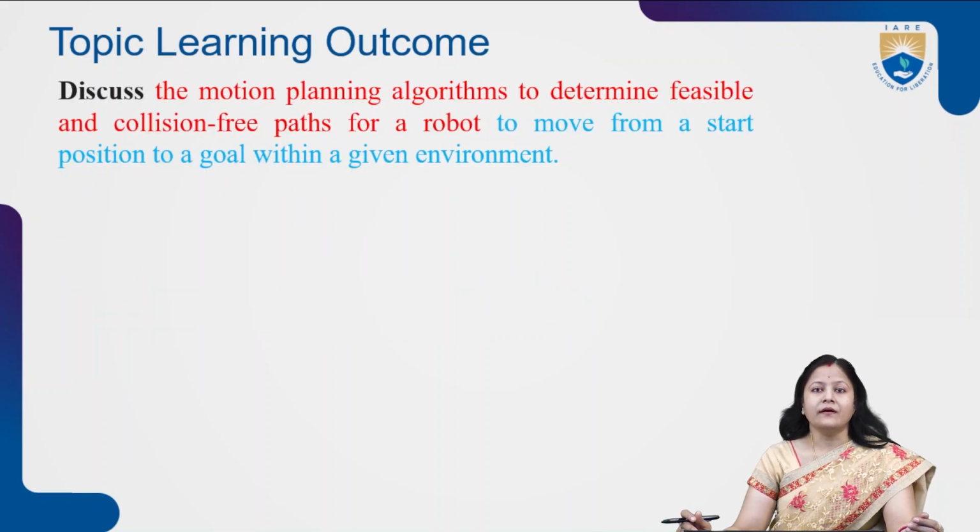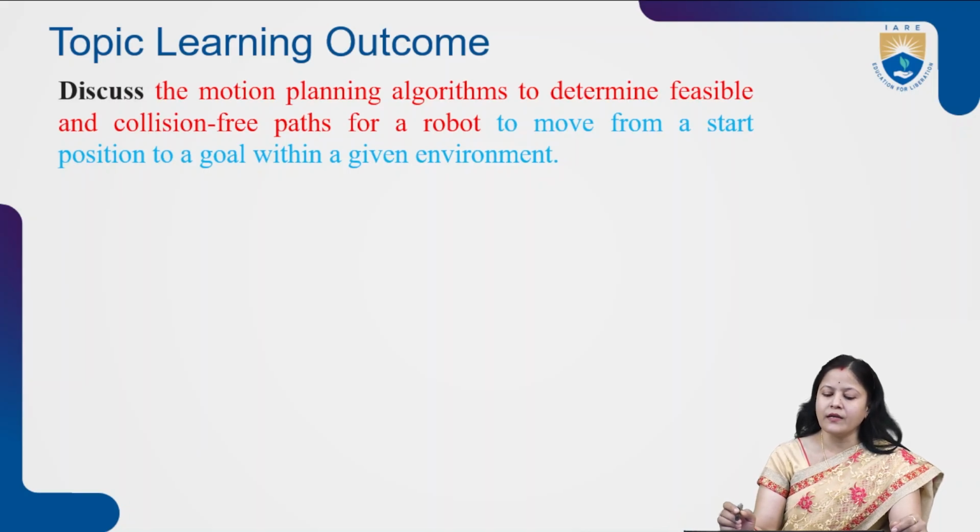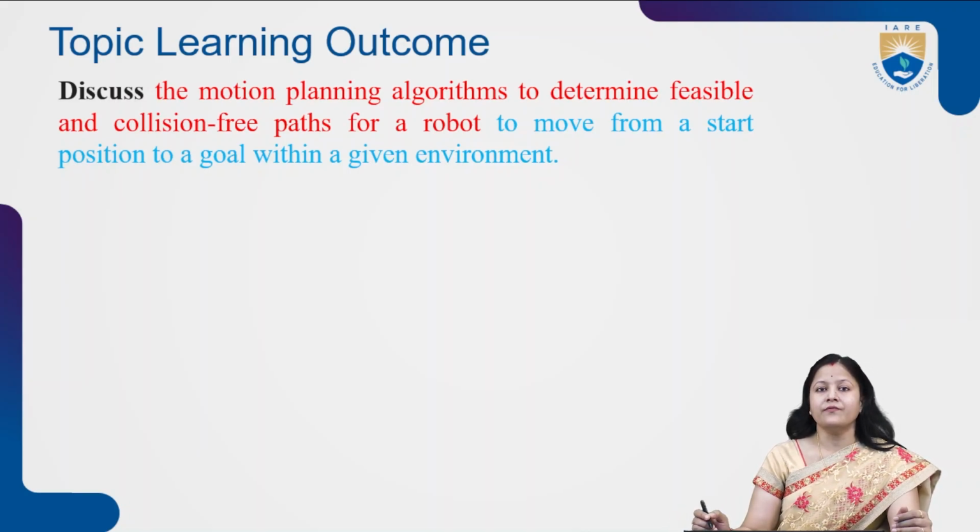This is the learning outcome for this particular topic. After the completion of this topic, students can discuss the motion planning algorithm to determine feasible and collision-free paths for a robot to move from a start position to a goal within a given environment.